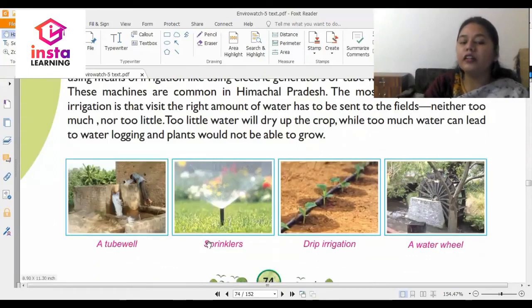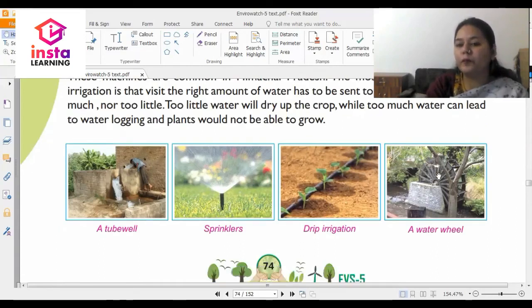So these are images shown. This is a tube well. Then this is a sprinkler, like I told you, drip irrigation. You can see these pipes, and then you have a water wheel.